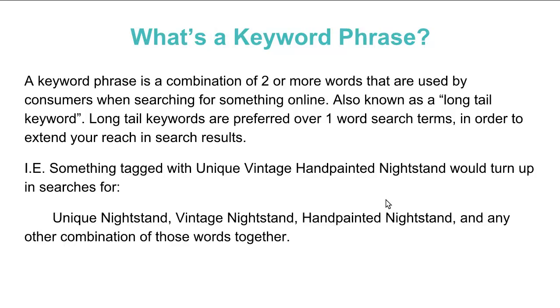So what's a keyword phrase? A keyword phrase is essentially a combination of two or more words that are used by consumers when searching for something online. You might also hear the term long tail keyword, which just means it has more than one word. For instance, say you have a pin with the words unique vintage hand-painted nightstand in the description. Because that is two or more words, it's considered a long tail keyword. Long tail keywords extend your reach in search results because they include multiple other keywords within themselves.